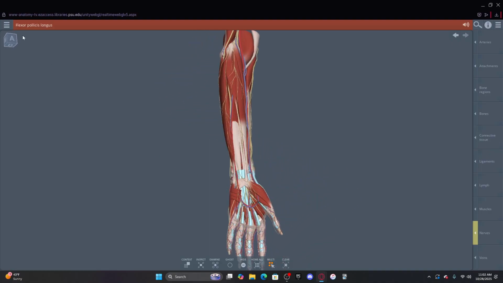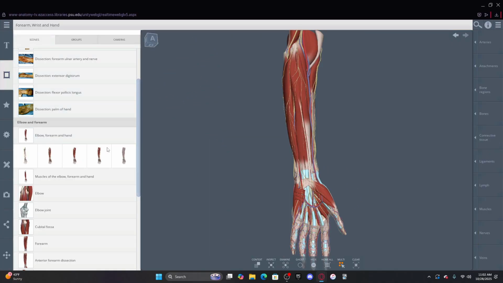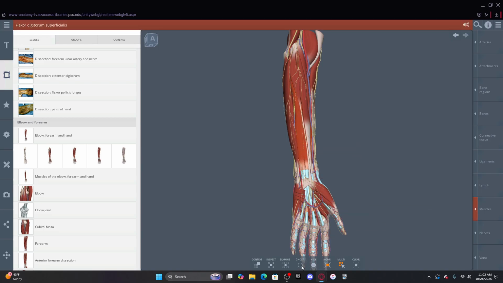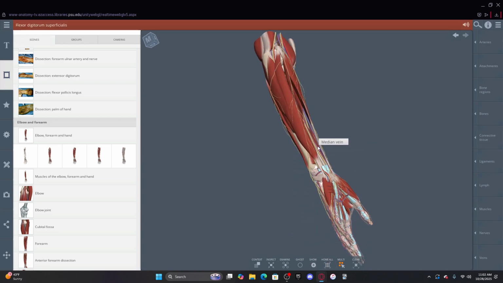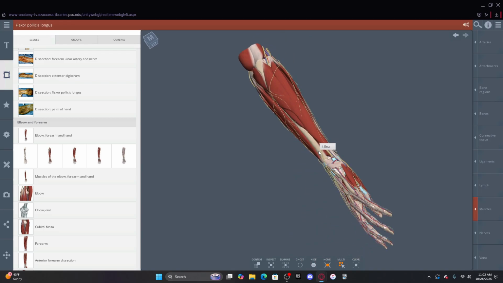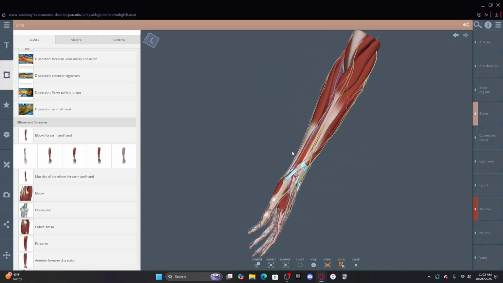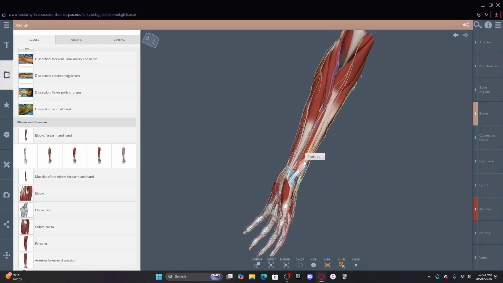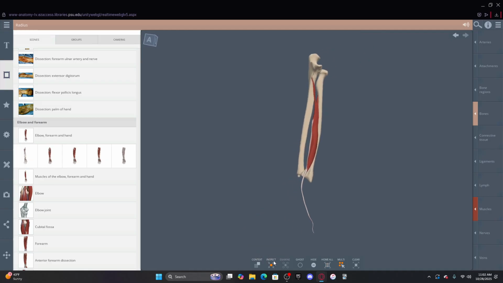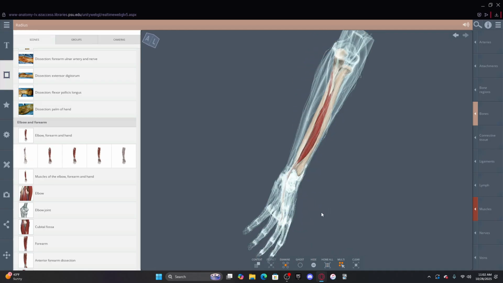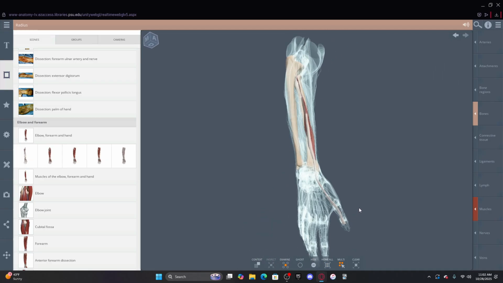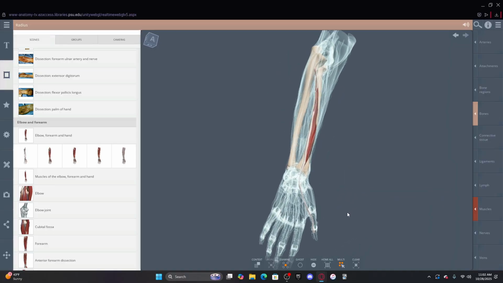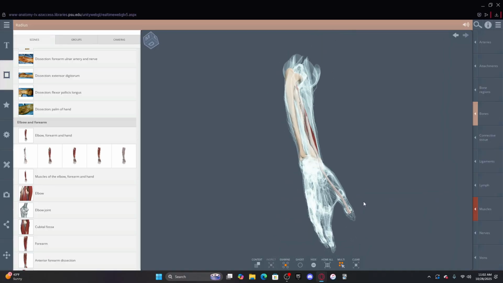Oop, I think I just canceled everything out. Let me get that back. Okay, so I'm going to remove superficialis and only select flexor pollicis longus. Then I'm going to select the radius and the ulna. There we go. So we can see the tendon going all the way to the thumb. So flexor pollicis longus is going to be responsible for flexing the wrist and the thumb, innervated by the median nerve.